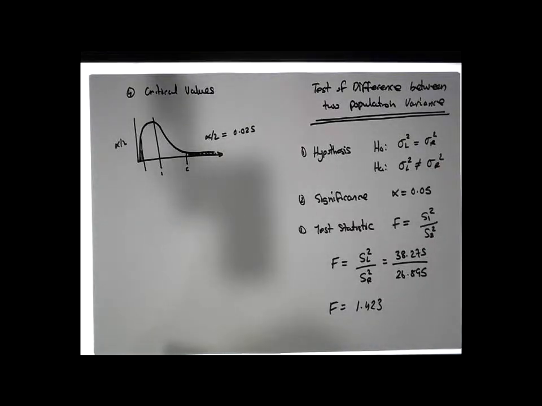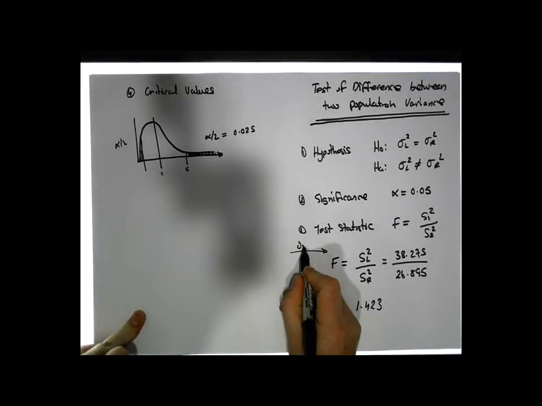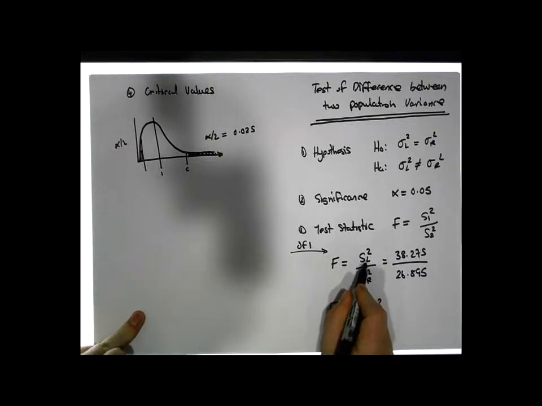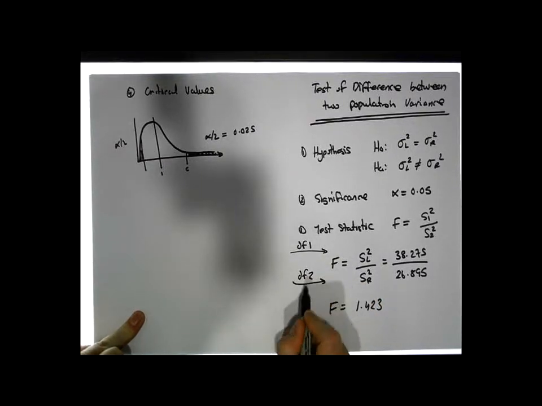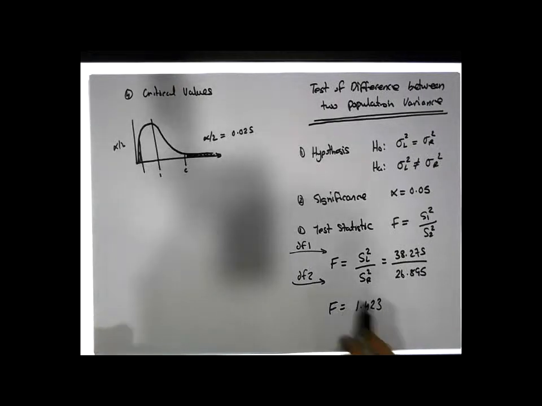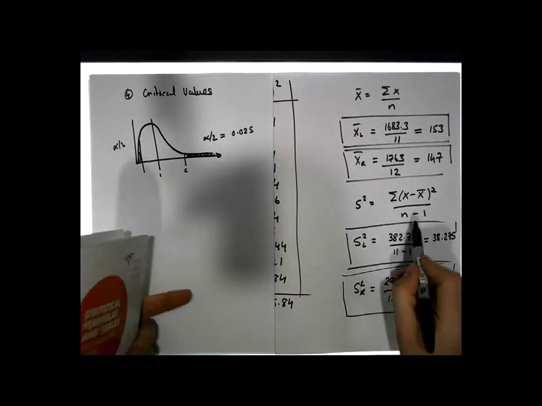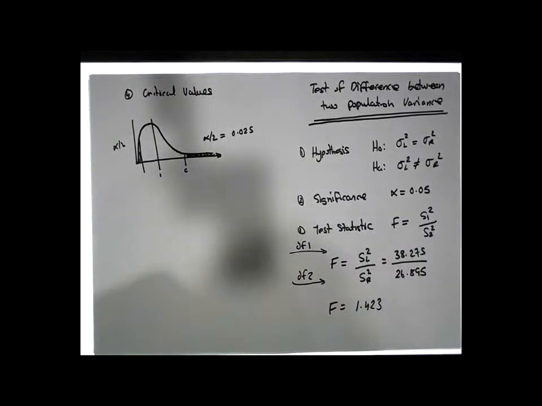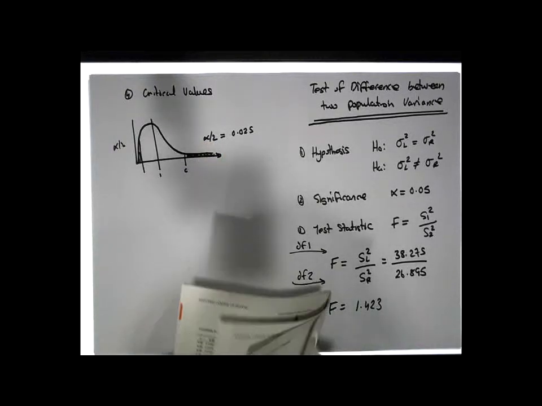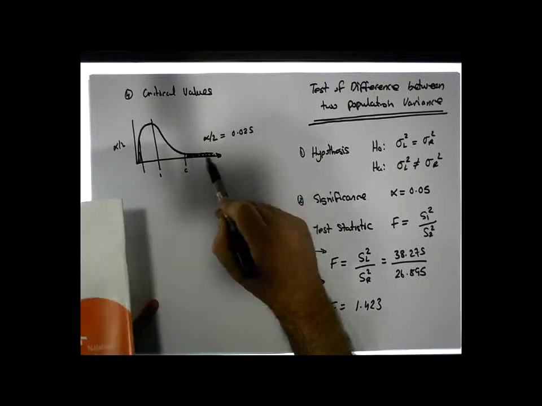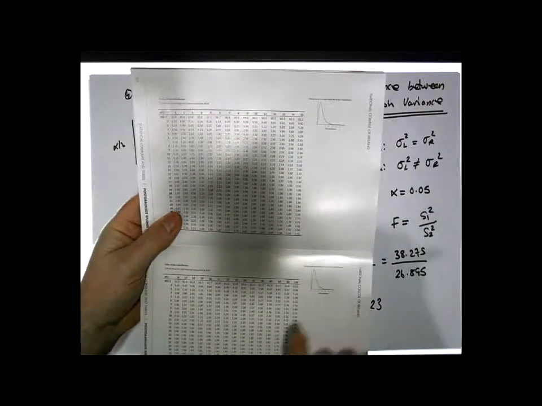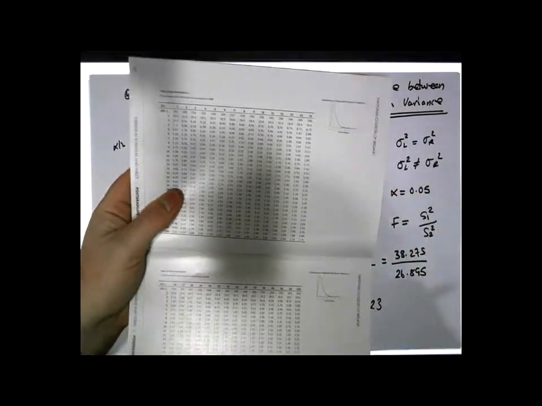Now, we need to take into consideration two sets of degrees of freedom. Degrees of freedom 1 for the left-handers is on the top, and degrees of freedom 2 for the right-handers is on the bottom. Degrees of freedom relate to how we calculated the variances: you can see we divided by n minus 1. So we're looking for an F distribution that has 0.025 of the area to the right-hand side, and we've given you tables that give you the F distribution.